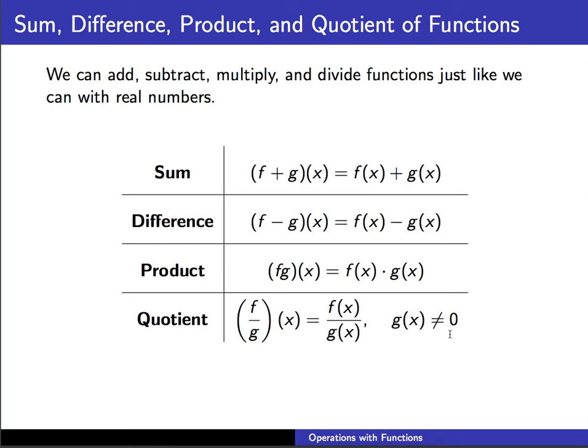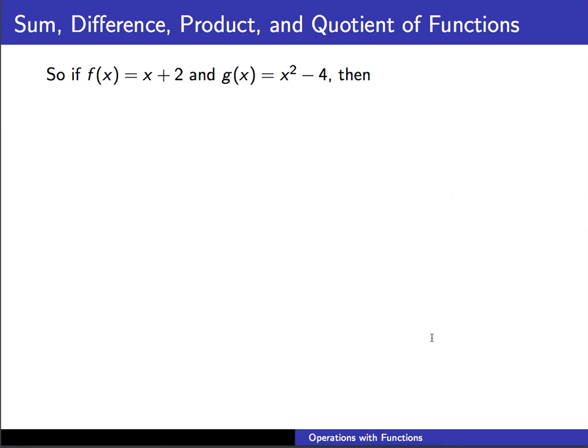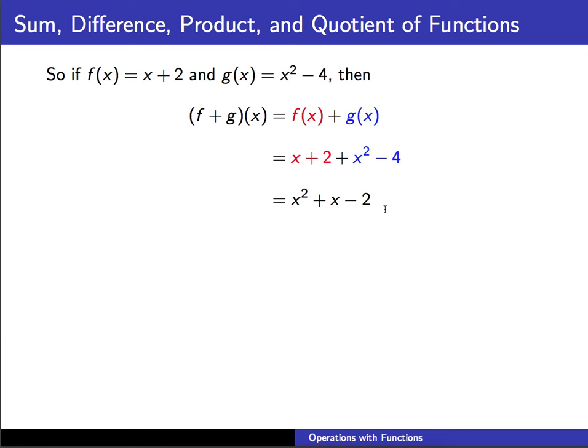So a lot of this is combining like terms, multiplying out stuff. A lot of things you've done in prior math courses, just with this new function notation. So for instance, if we have f of x equals x plus 2 and g of x equals x squared minus 4, then f plus g of x is going to be f of x, the x plus 2, plus g of x, the x squared minus 4. So combining those like terms, we get x squared plus x, and then 2 minus 4 is negative 2. So f plus g of x in this case is x squared plus x minus 2.